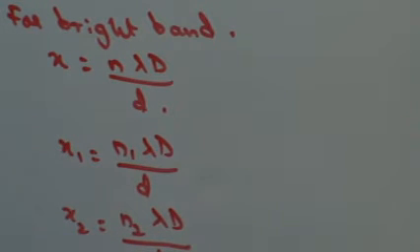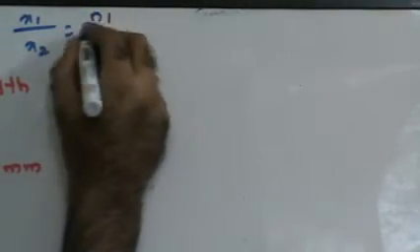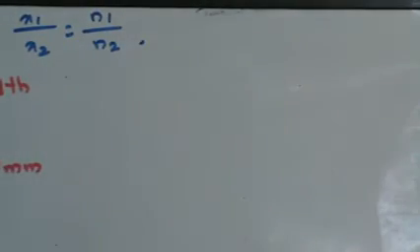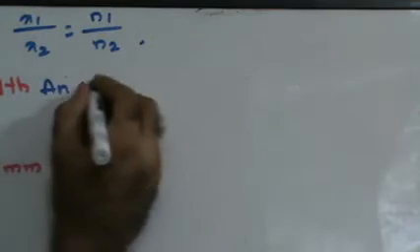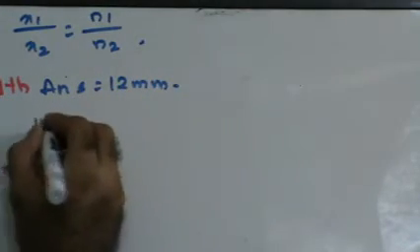Divide the two equations. If I divide the two equations, I'll get x1 upon x2 is equal to n1 upon n2, out of which I know the value of x2, n1 and n2. So I should be able to get the value of x1. Answer for the sum should be 12 mm. Take down the next one, please.